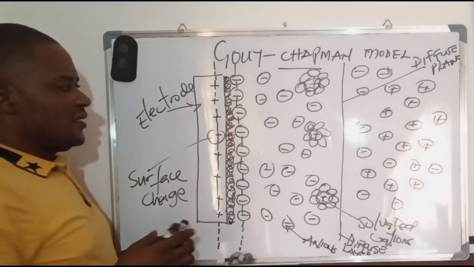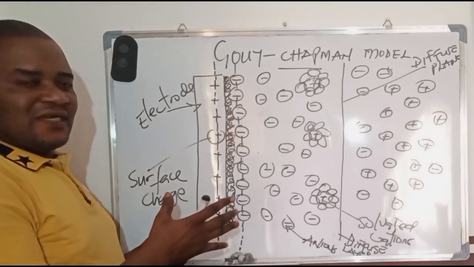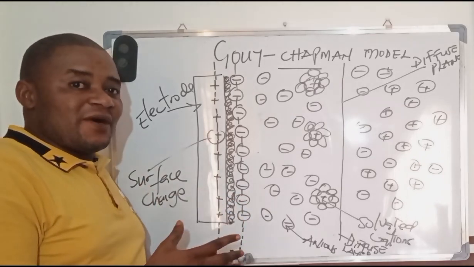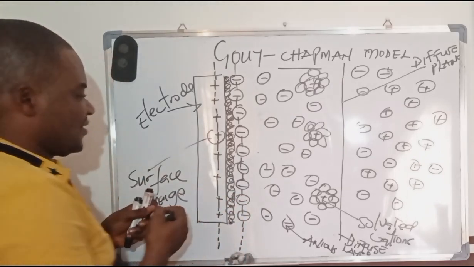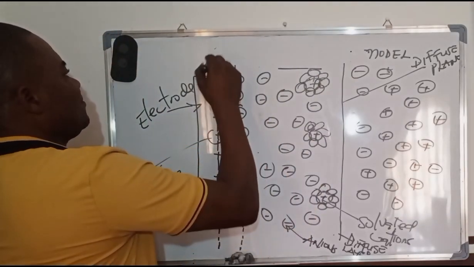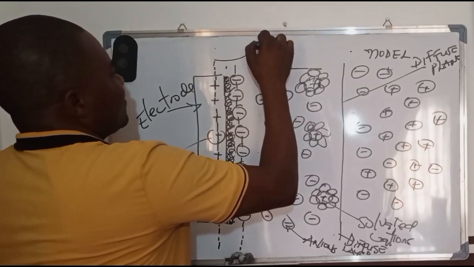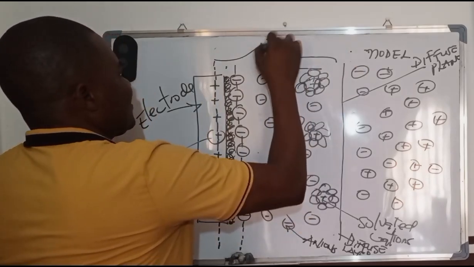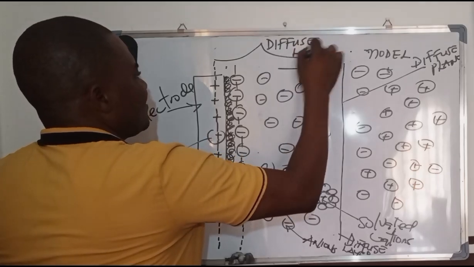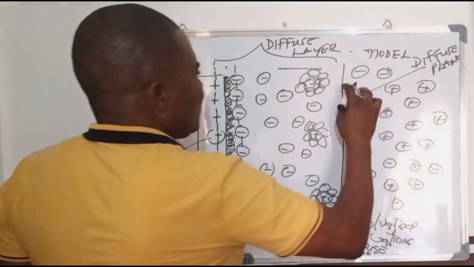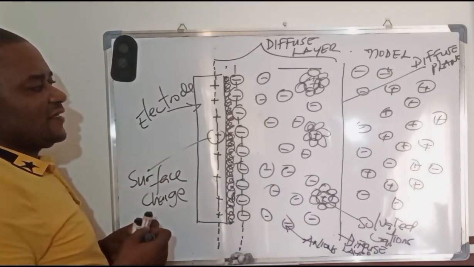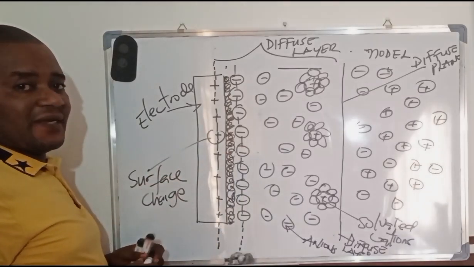Now, with this diagram, we can explain what Gouy-Chapman is saying about the electrical double layer. But we should know that from here to here is also defined as the diffused layer. This is the diffused plane, and this is the diffuse layer. This can also be described as the Gouy-Chapman layer.